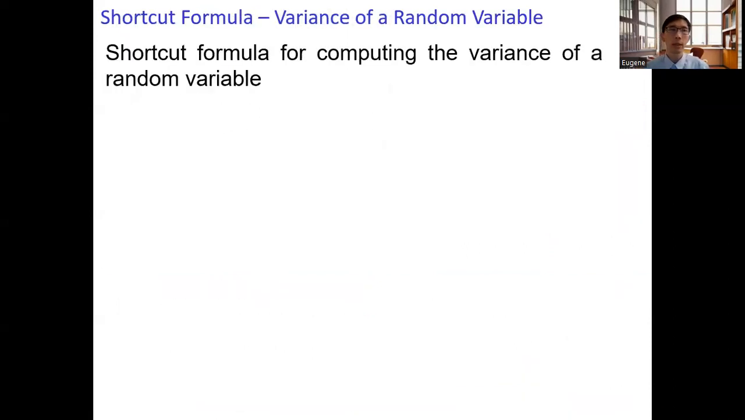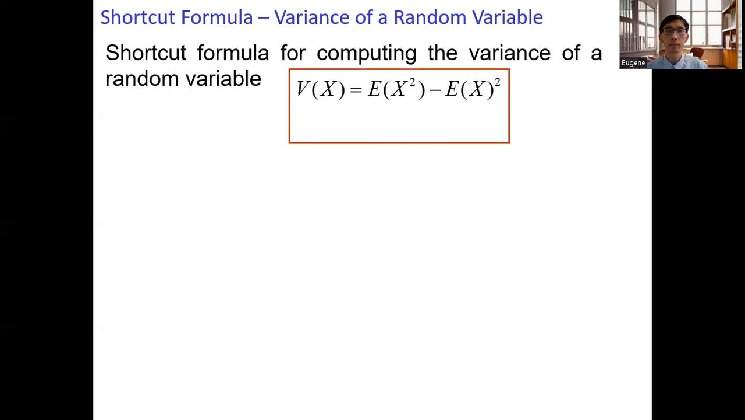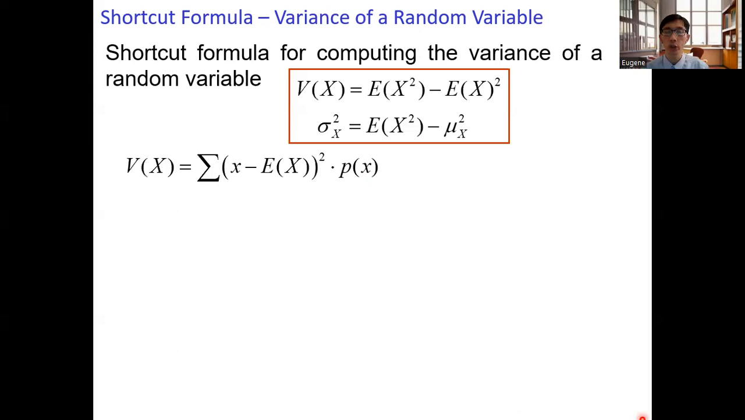All right, so now let's take a look at a shortcut formula for computing the variance of a random variable. The shortcut formula is V of X equals E of X squared minus the square of E of X. Or we can write it as sigma squared X equals E of X squared minus mu X squared. How do we get this shortcut formula? Let's start with the definition. By definition, V of X equals the summation of the square of X minus E of X times P of X.